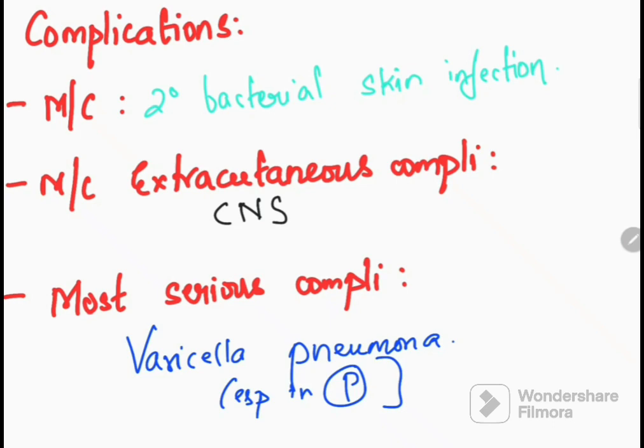Okay, so let's go with it once more. What is the most common complication seen in chickenpox? It is a secondary bacterial skin infection. Most common extracutaneous complication is what? Other than the skin, what could be involved? It is the CNS. What is the most serious complication? That is, if the lungs get involved, if the patient gets pneumonia due to this virus, it is called varicella pneumonia, and especially if the patient is pregnant, we got to be very careful in treating the patient. Otherwise, it can lead to grave complications.